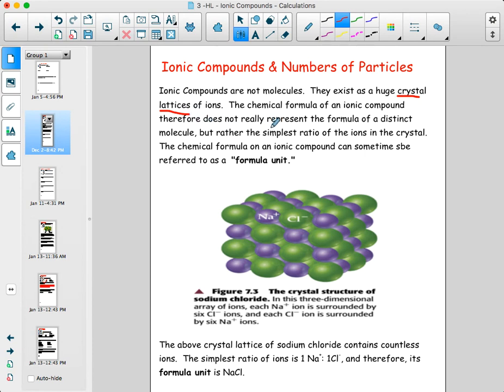So the chemical formula of an ionic compound, therefore, doesn't really represent a separate particle or separate particles, little molecules. All it really is is the simplest ratio of ions in the crystal. So it's really an empirical formula. And so sometimes the chemical formula of an ionic compound is going to be referred to as a formula unit.